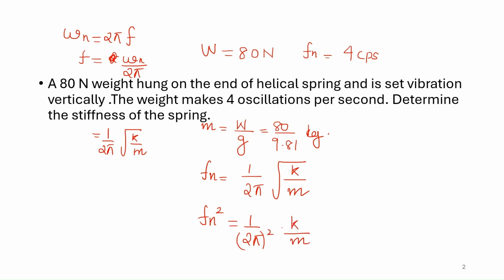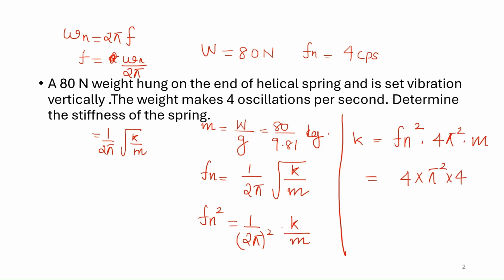Here they asked us to determine the stiffness of the spring, that is k. k is equal to frequency square into 4 pi square into m. Frequency square is 4 square, pi square into 4, into mass, which is 80 divided by 9.81. The answer is 5151 Newton per meter.